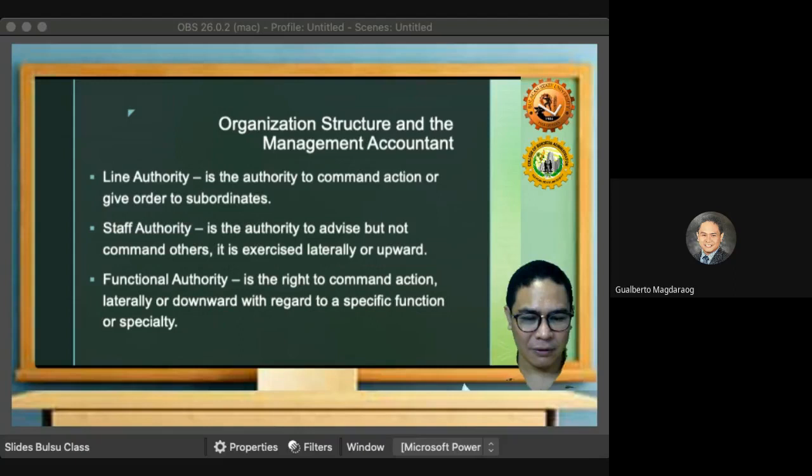These authorities can also be applied to other departments or other functions. But you just have to understand ano ba yung line, ano ba yung staff, ano yung functional. So again, line, if you have a direct power to command an action to your subordinate, that is a line authority. But if you will just be giving advice, you don't have command power, that is a staff authority. Yung functional, hindi mo talaga yun duty or part, pero you are given the right to command. Therefore, that is a functional authority. So that is not always a function or authority given to any department.